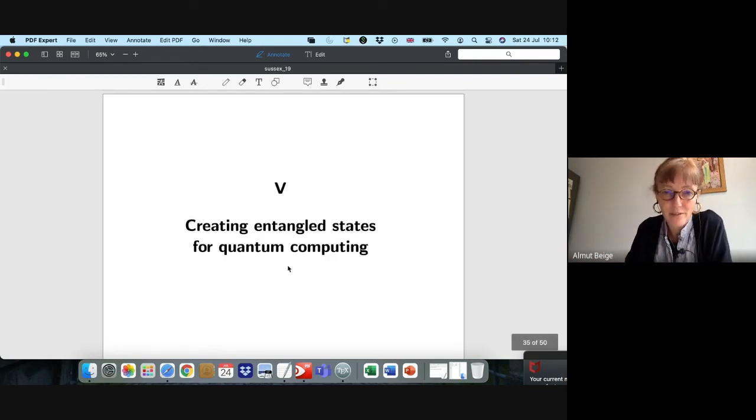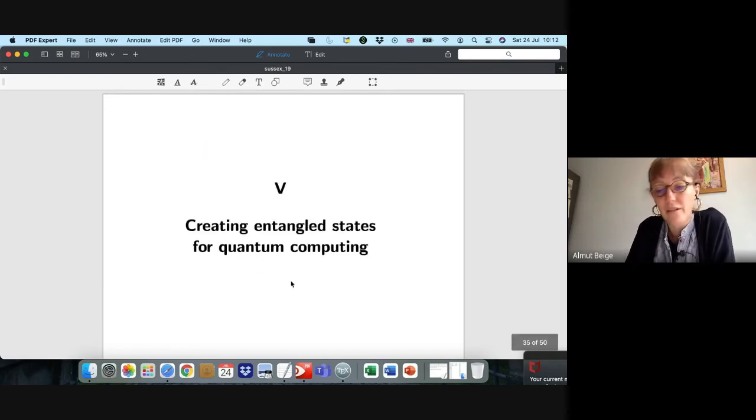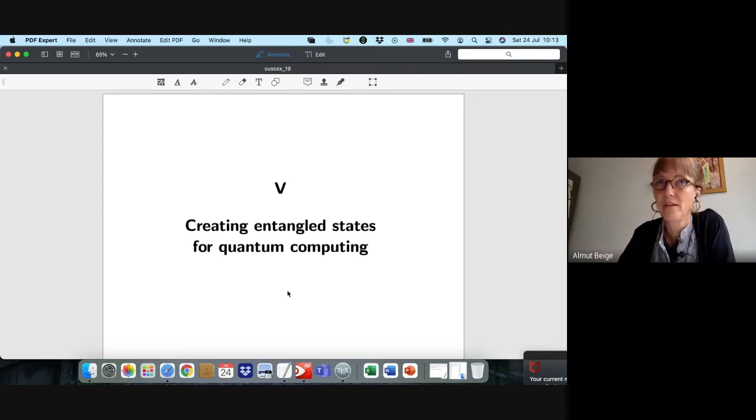So let's go back to the initial experiments. How can we create, for example, an entangled state for quantum computing? And one way of doing that, so initially ion trap experiments, they were developed in the 1990s to perform tests of our fundamental understanding of quantum physics. Nobody thought about applications, maybe apart from the clocks. But mainly they were there to really test foundations of our understanding of light-matter interactions. But then it was realized that they can be used for quantum computing.